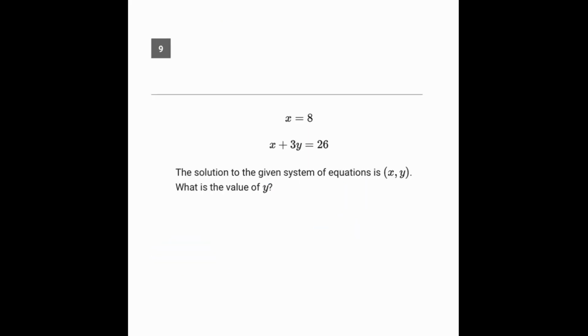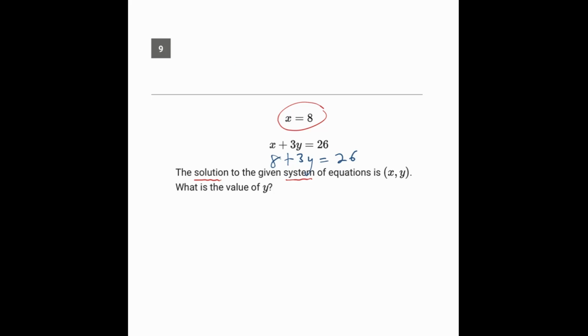Now going over to question number 9, here we're being asked the solution to this system. So one way to think about this is you have two lines, and we're being asked where they hit. But this couldn't be easier because we know x is 8. So we can substitute that in. Wherever we see an x, we can put 8 in its place. And now we can just start solving.